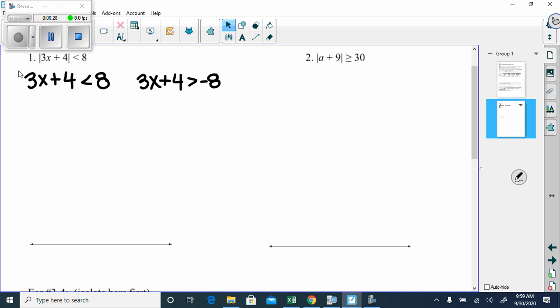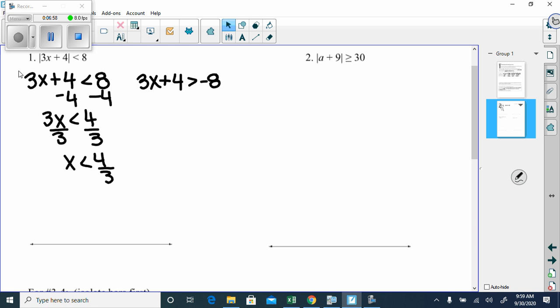So, first I would need to move the 4, right? So I'm going to subtract. And what is 8 minus 4? Good. And then what should I do? Good. And 3 is not going to go into 4, so I'm leaving it as a fraction. x is less than 4 over 3. No decimals, just like on the other problems.